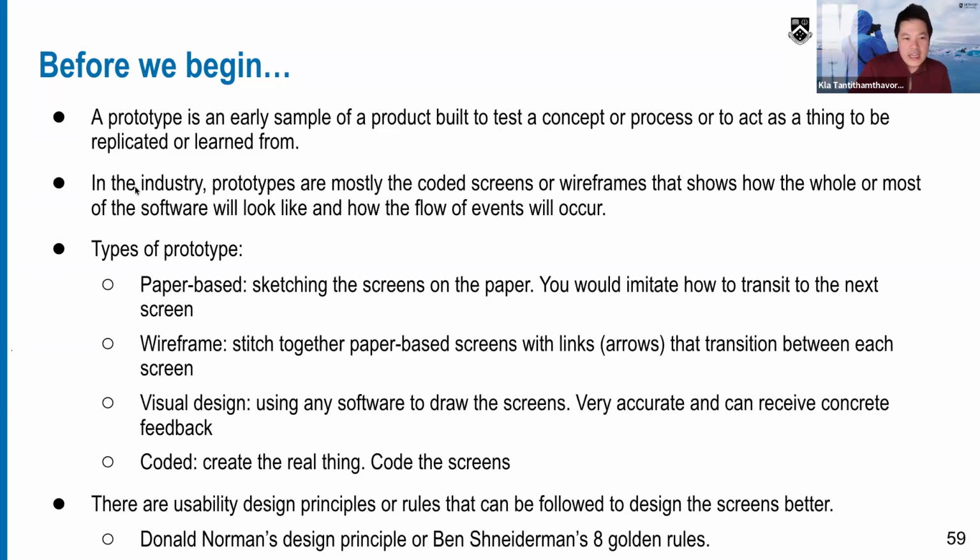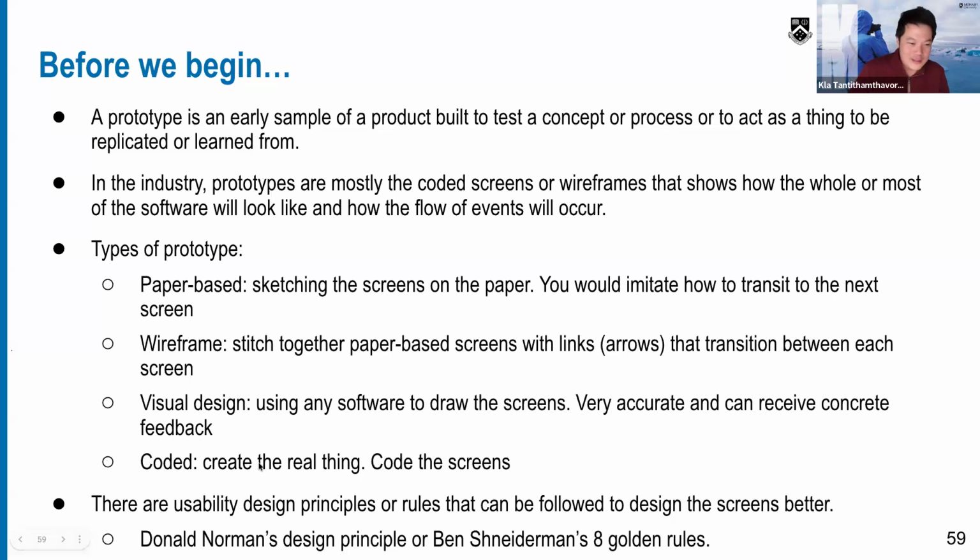And in the industry, prototypes are mostly the core screens or wireframes that show how most of the software will look and how the flow of events will occur. So once I click this, how does it look? What will be the next frame? It's like you create a movie. And there are different types of prototype as well. It could be paper-based, it could be a wireframe, it could be a visual design using Photoshop, Illustrator, and things like that. But nowadays, I think people just use Canva.